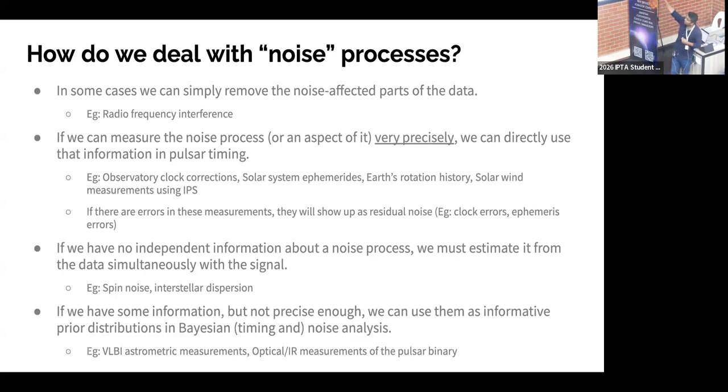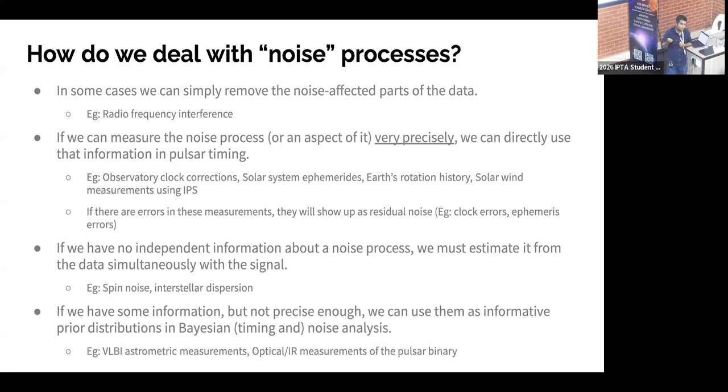The second way is if we can measure this process very accurately, or measure some aspect of that process very accurately, then we can directly use that information in pulsar timing. An example of this would be observatory clock corrections. Most of the time, we can independently measure the observatory clock corrections between your observatory clock and some international time standard very accurately.